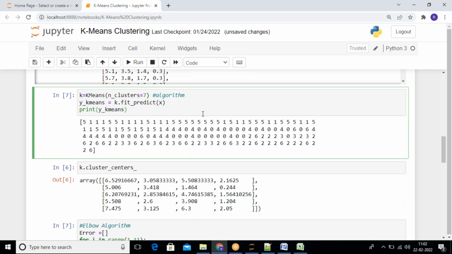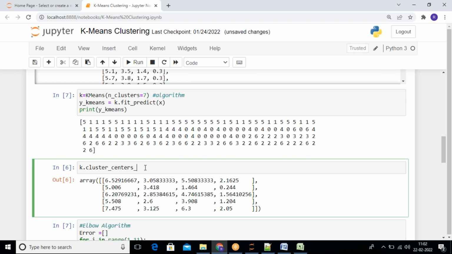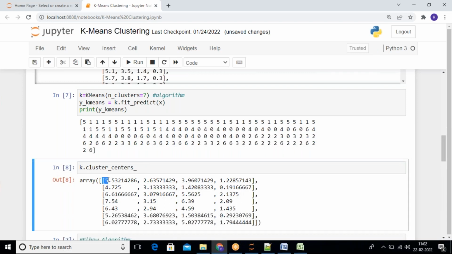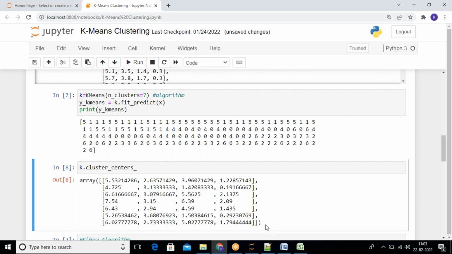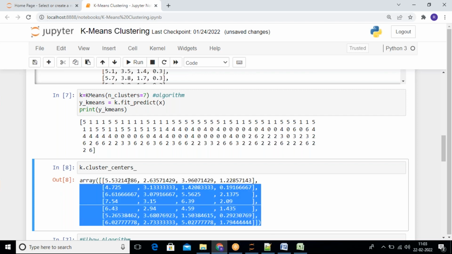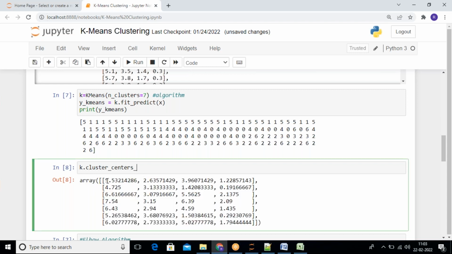Yes, you are right, Rohit. And even if I find out the cluster centroids, see, it is giving me 7. See, 1 row, 2 row, 3, 4, 5, 6, 7. It is giving me 7 centroids also. So it is giving me 7 clusters and with 7 centroids. For finding the centroids, there is an attribute called cluster_centers_. That's it. So it is giving me 7 centroids.